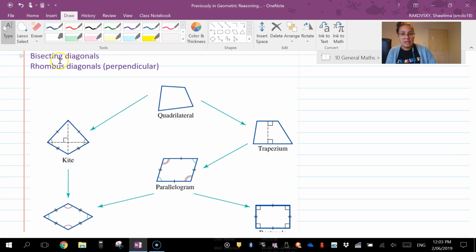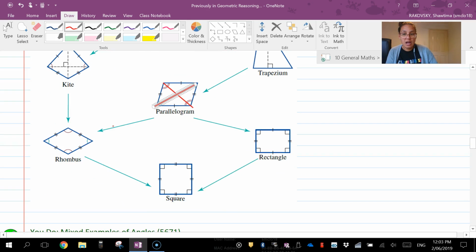Any diagonal in parallelograms is always bisecting. So that means that when I have a line, I'm just going to grab this one here and draw a line. It's not going to be perfect. And I take another line from the other side, regardless of which parallelogram I'm using, it's always going to be the same. It's always going to be a bisect. So they're going to cut each other in half.